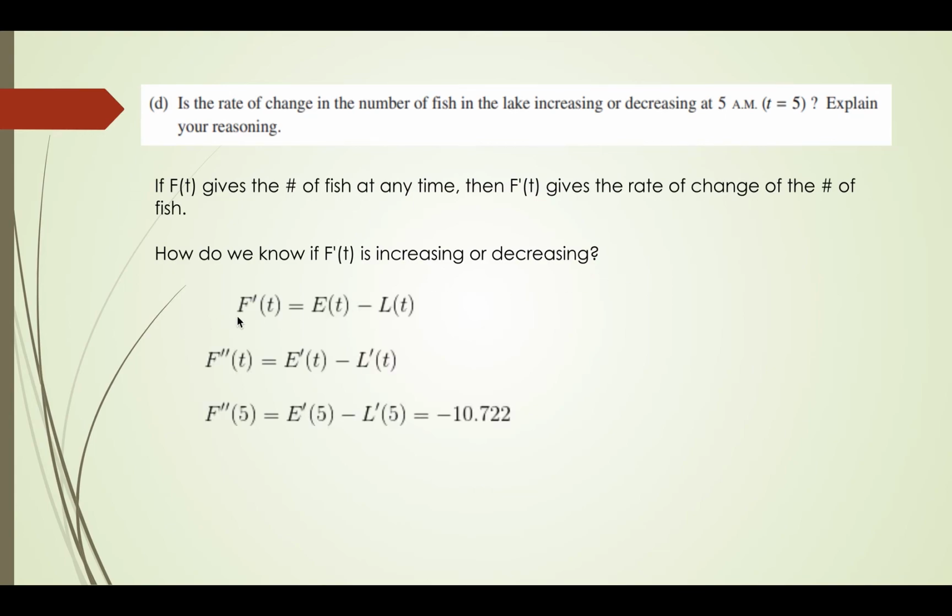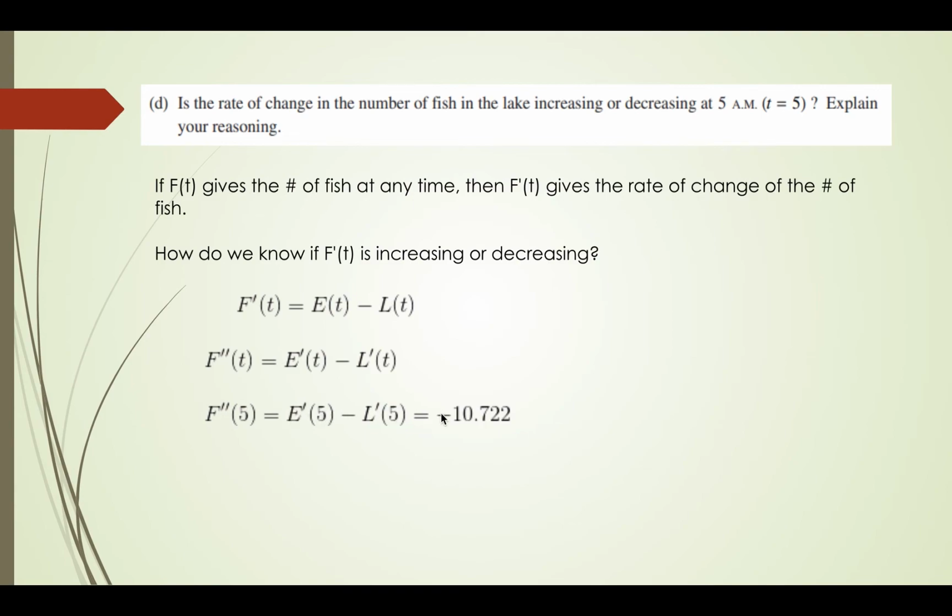So here is f prime. We did that in part C. We already have that on our papers. If we take the derivative of that, you're just deriving each term separately, so you get E prime minus L prime. And once you get those, of course, you want to substitute 5.